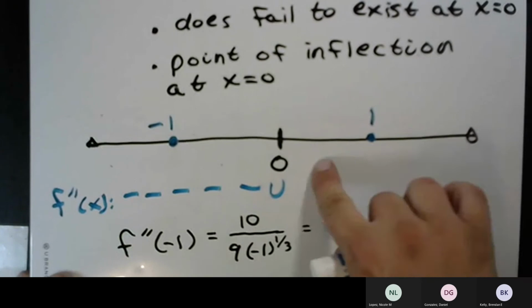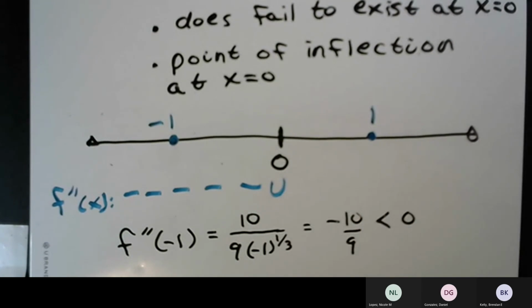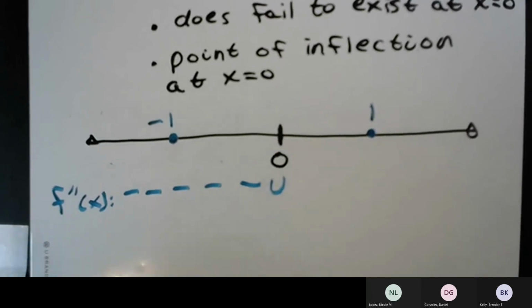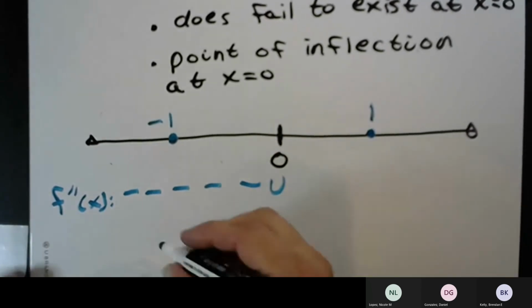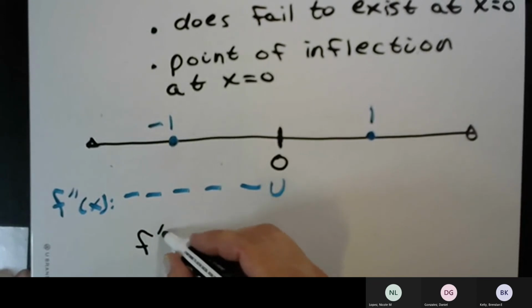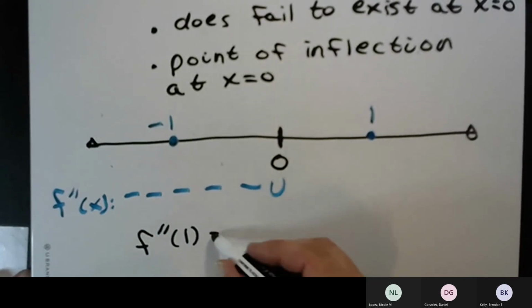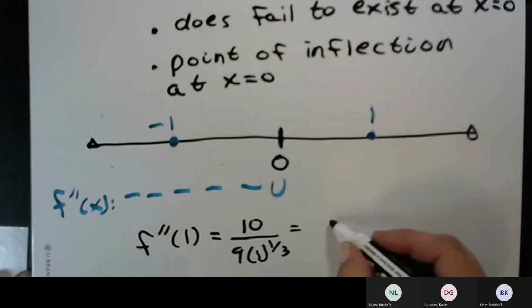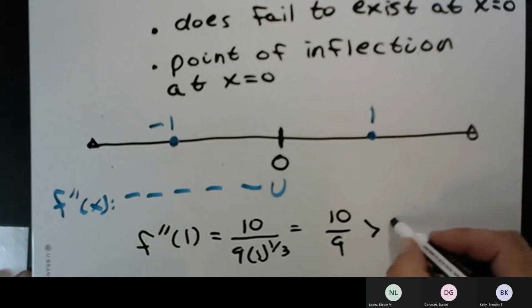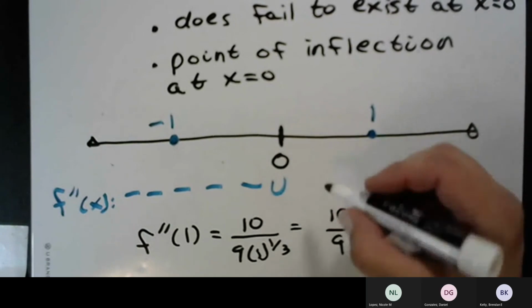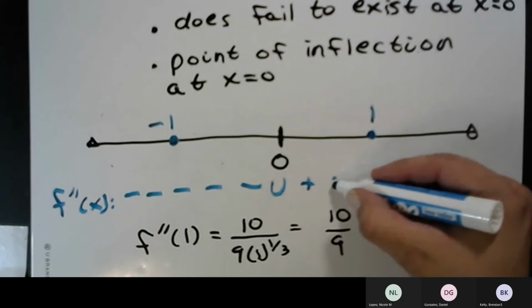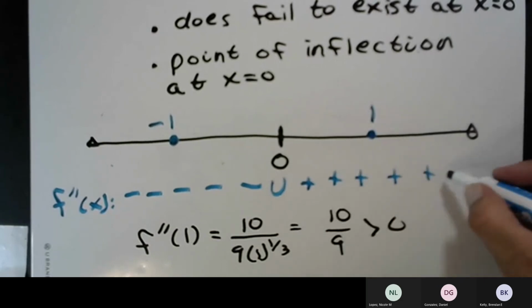Let's see what's going on over here. I want to take it for granted that it's going to automatically go, say, positive, but we can do the calculation. So f double prime of 1 will be 10 over 9, 1 to the 1/3, or 10 over 9. And the key thing here is it's bigger than 0. So that means this is positive for this side of 0.